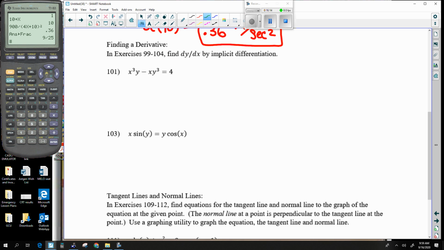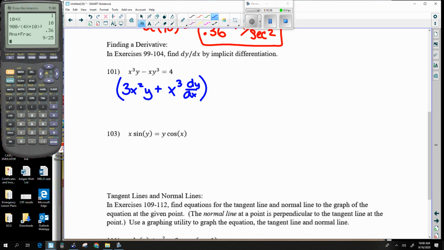All right, so just straight up do this with implicit differentiation, these problems. This first one is a u times a v. So I take the derivative of u, which is the x to the third. So that's 3x squared, leave the second part alone, plus leave the first part alone, derivative of the second. So that's dy dx. Okay, so that is the first one.